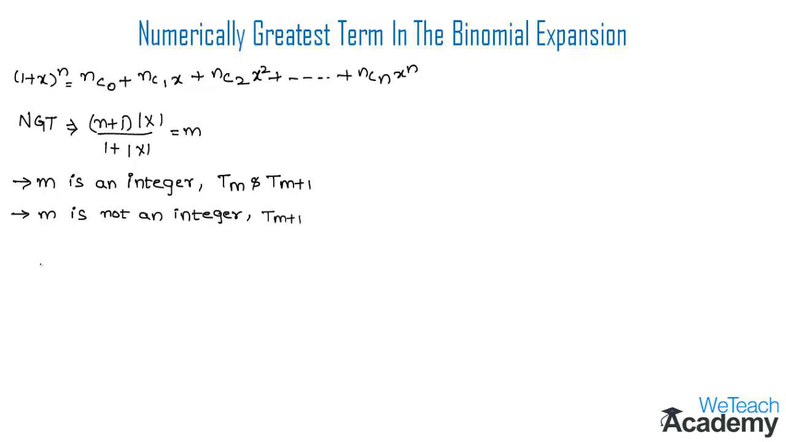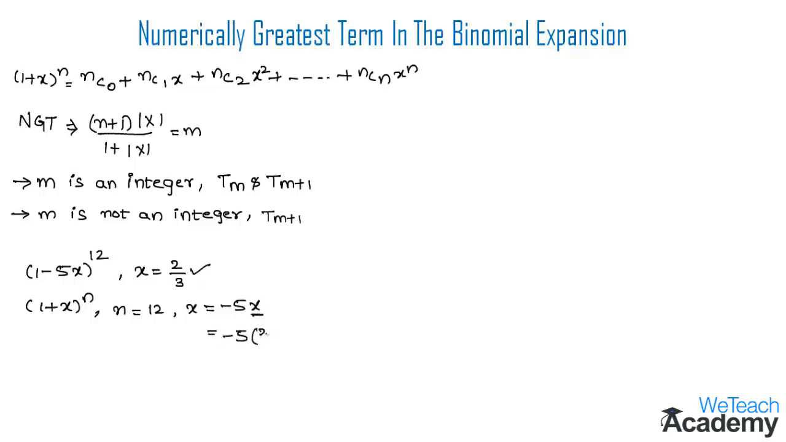So here we have to find the numerically greatest term of the binomial (1 - 5x)^12 when x is equal to 2/3. So first let us compare the given binomial with the standard binomial (1 + x)^n. So by comparing, we get n as 12 and the value of x would come as -5x. So let us substitute the value of x as 2/3. So by substituting, we get -5 into 2/3. On multiplying -5 and 2, we get -10/3, which would be the value for x.